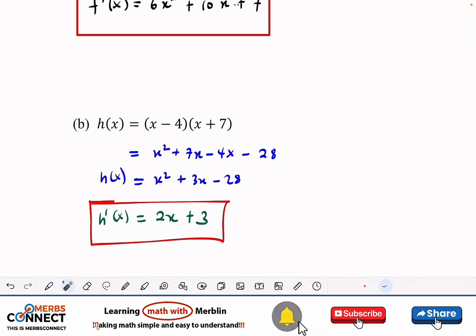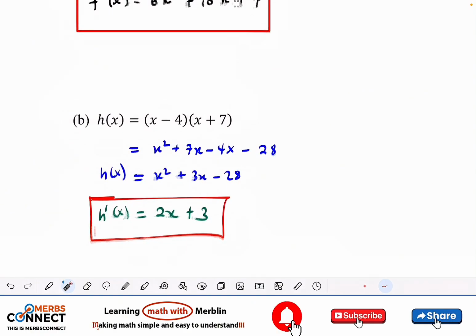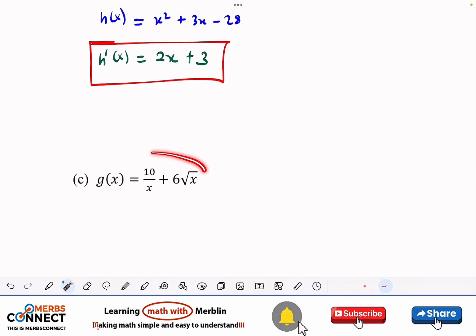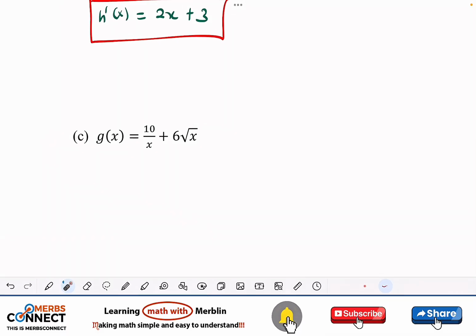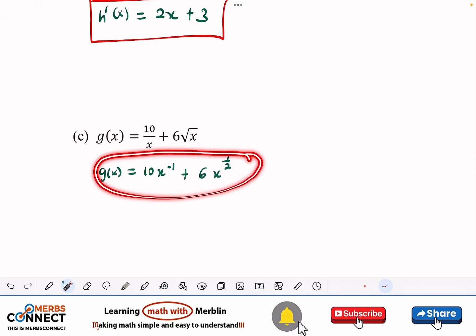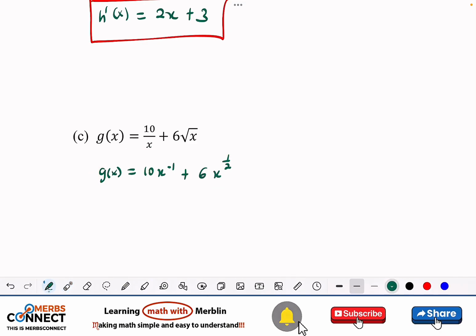Look at this one. Because the question is saying that power rule, we need to simplify this to here before we take the derivative. So some of the functions, you need to simplify them first. This one like this, we need to simplify it before we can take the derivative. So how can I do this? g of x is equal to, this is the same as 10x to the power negative 1 plus 6x to the power 1 over 2. So now that I'm done with the simplification, then I can differentiate that.